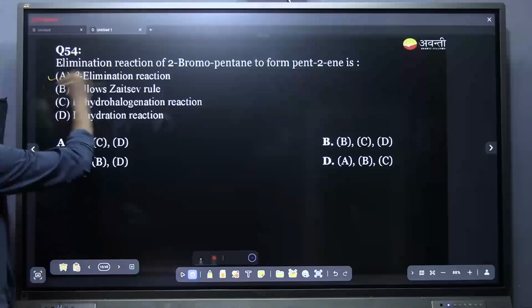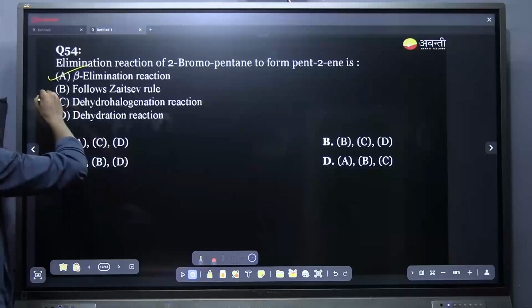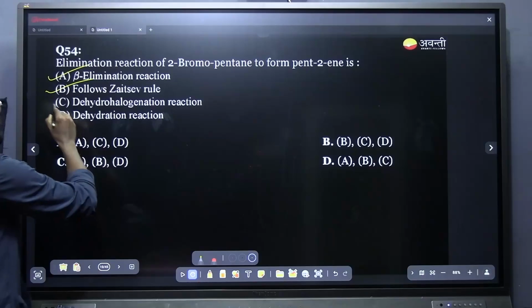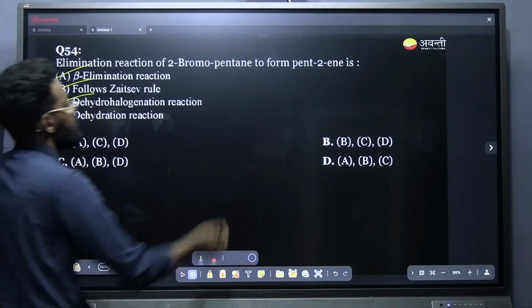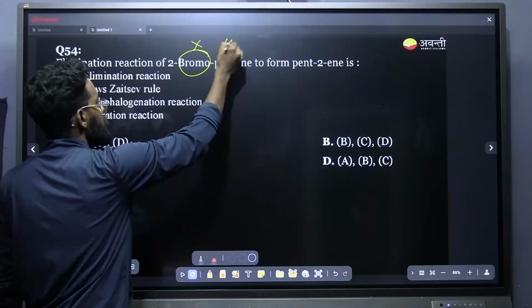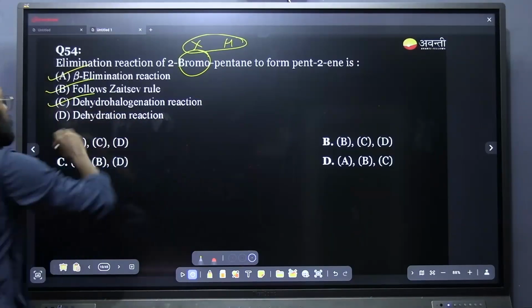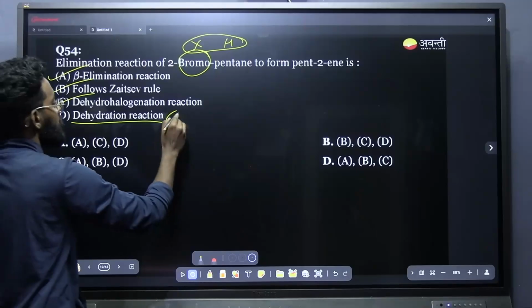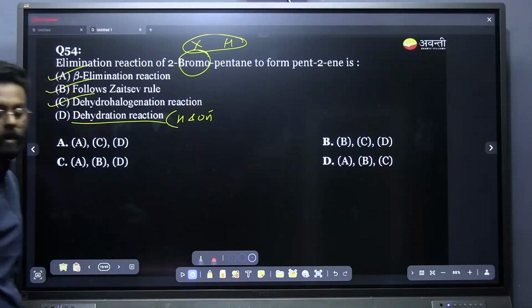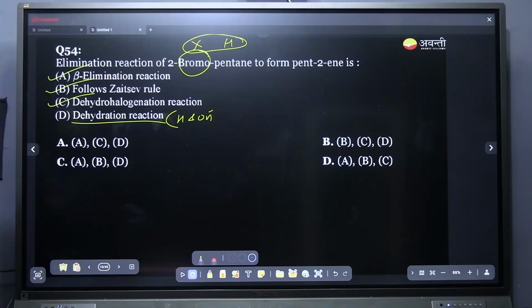Yeah, we know that this is an elimination reaction, beta elimination, and elimination reactions follow a set of rules for the major product. Then dehydrohalogenation. Here what is eliminating? Bromine, a halogen, and hydrogen are eliminating. So it is dehydrohalogenation, not dehydration. Dehydration means elimination of hydrogen and OH. Here it is elimination of halogen and hydrogen. So ABC is the answer.